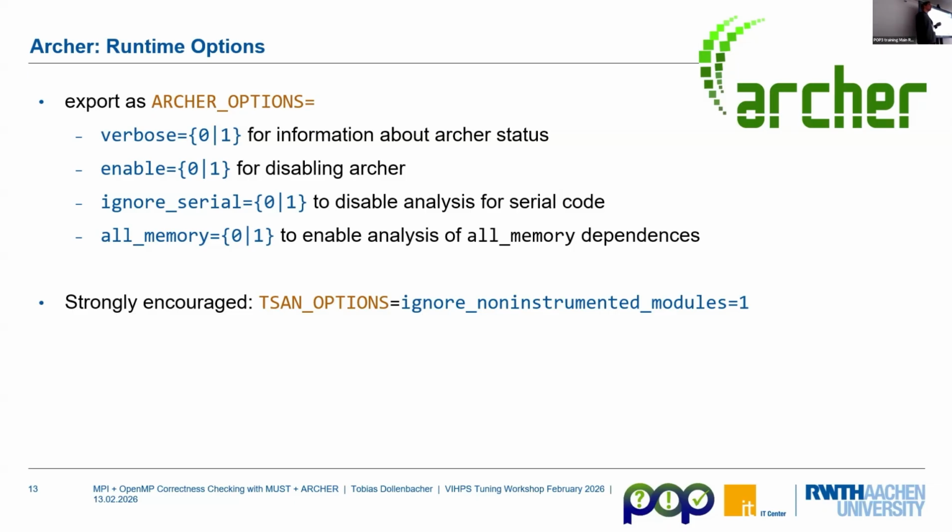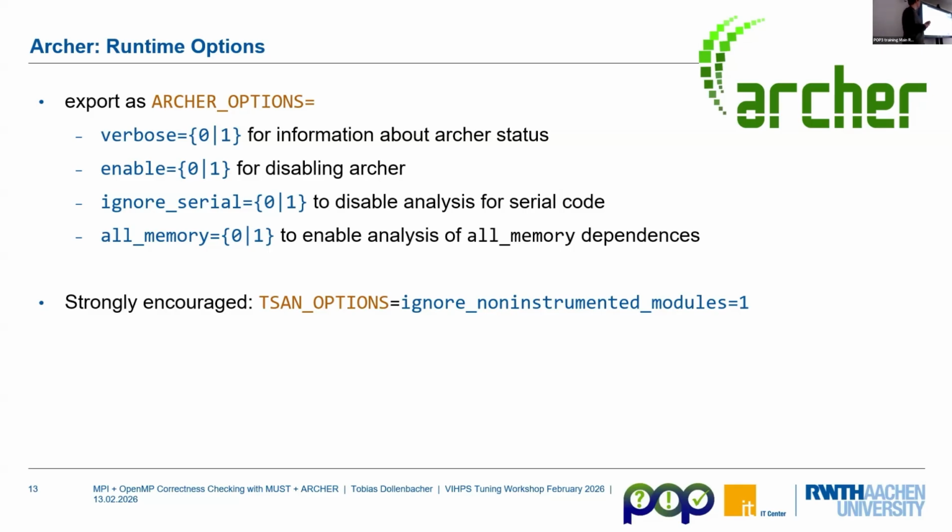Serial code can be ignored. So basically if you have an OpenMP program and there's serial code, then there's a parallel region, and then there's serial code again, and Archer should not run along with the serial code because there can't be a data race if we don't have multiple threads. You can put that in.